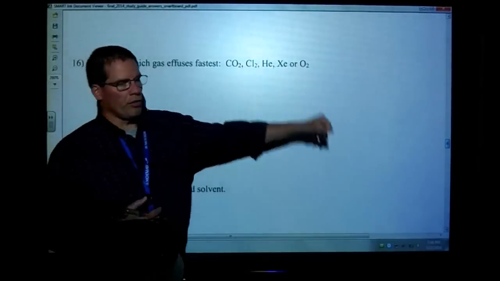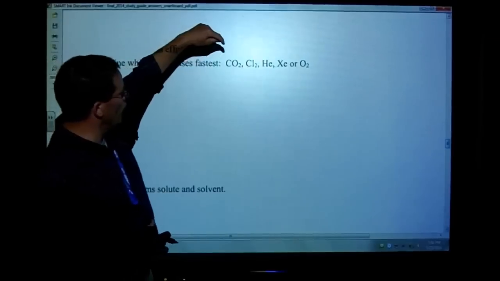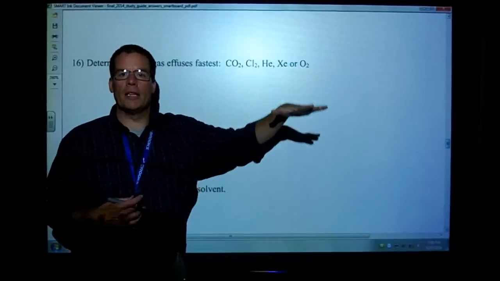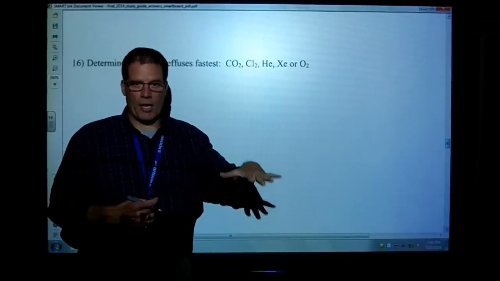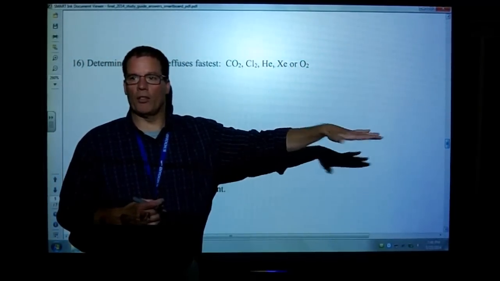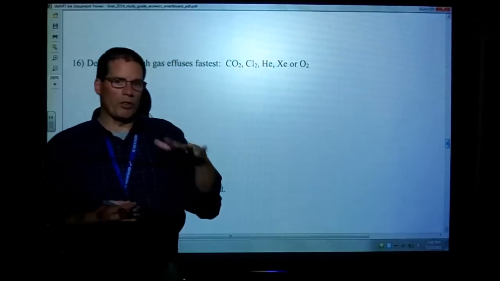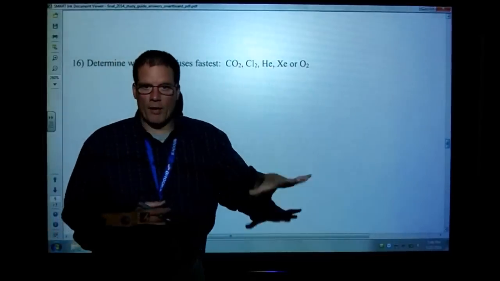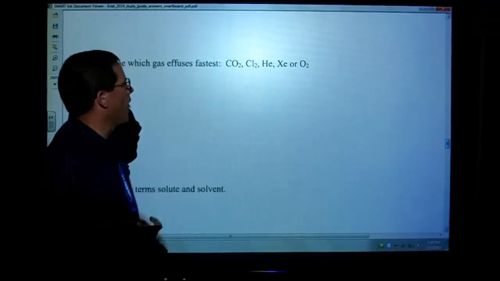So we're going to use the same premise here. We're looking for the gas that weighs the least. The lighter the gas, the faster that gas is, under the same conditions. As long as the temperature is the same, the lighter weight gas will move faster.